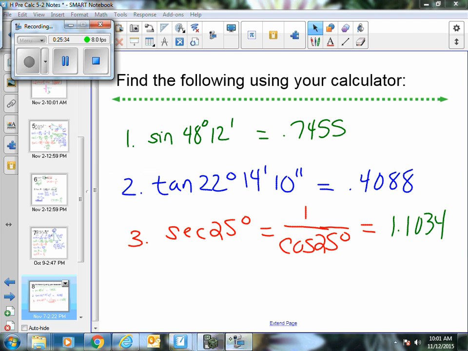So we talked about the basic trig functions and how to write them in a triangle. So over the course of the chapter, we're going to use that to help us solve real life problems. Trigonometric functions.